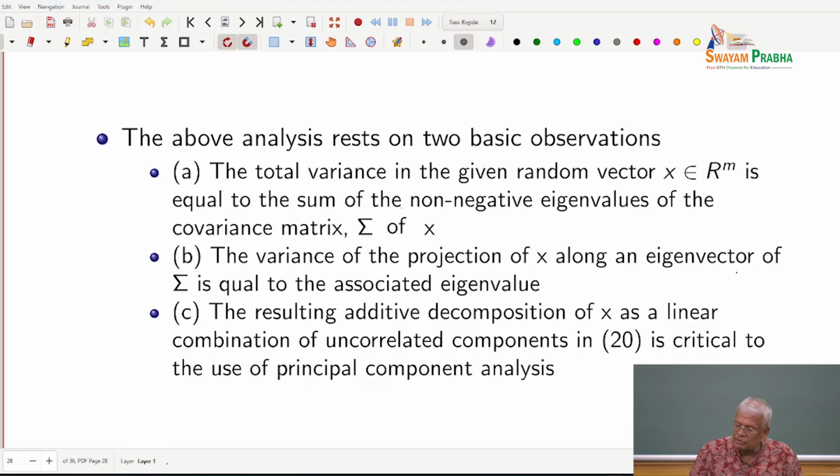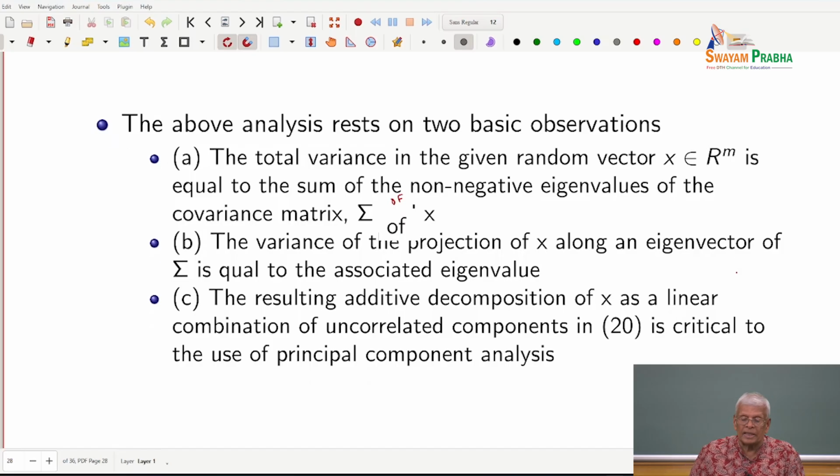The resulting additive decomposition of X as a linear combination of uncorrelated components in 20, that means I am able to express X as a linear combination of the principal patterns and principal components. In this particular case, the patterns are given by the eigenvectors, the components are given by the alpha i's, and that's critical to the principal component analysis.